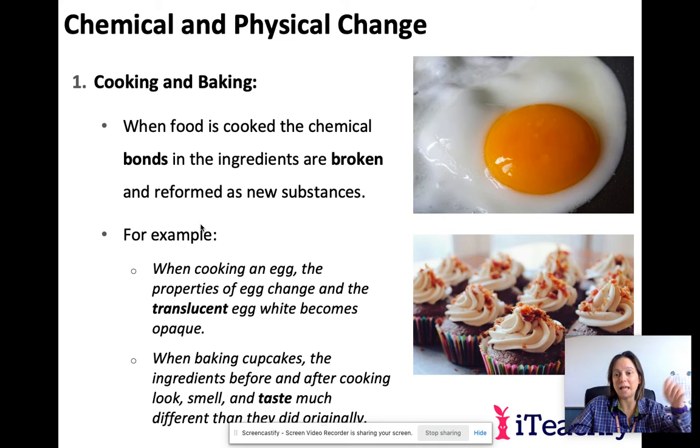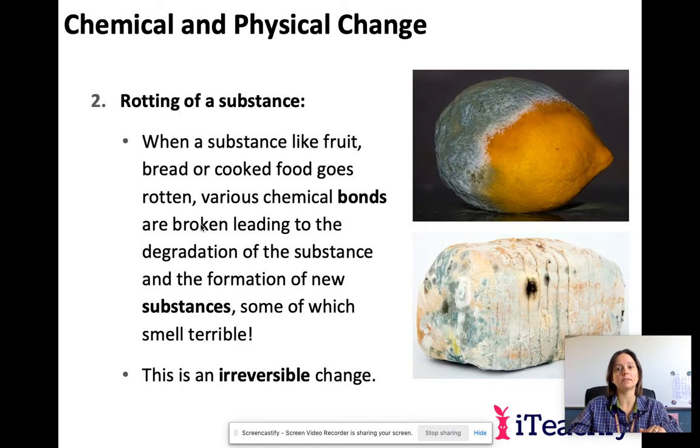Same thing with baking. That mixture in the bowl, when you put it into the pan, looks much different because it's a new substance. We have broken the bonds.